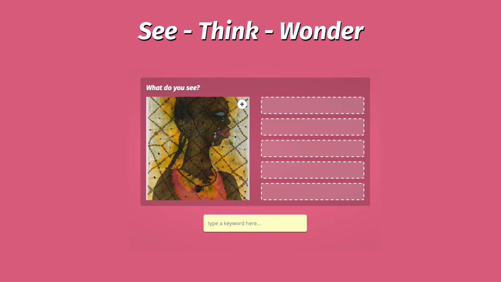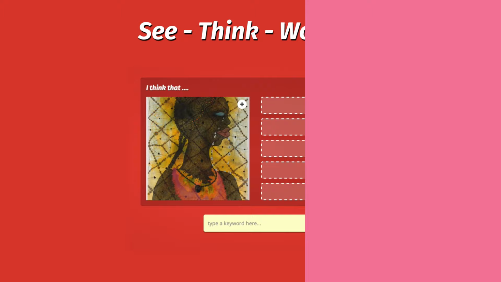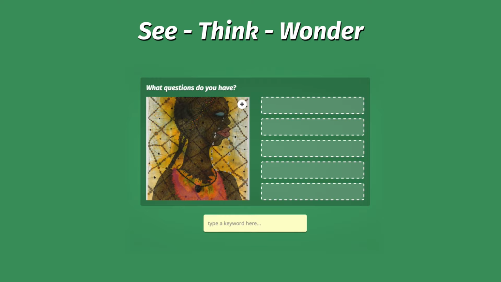Learners are shown an image and they are asked to write down what they see, then what they think, and in the third step, they are asked to write down questions. What would they like to know about this object?